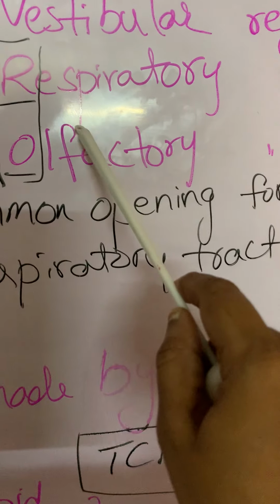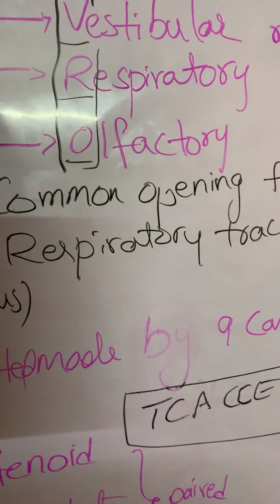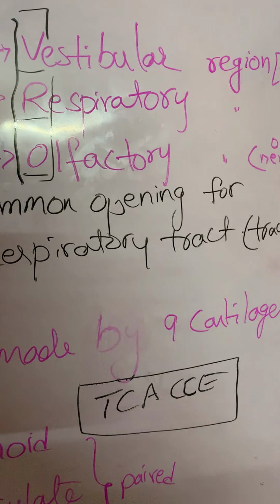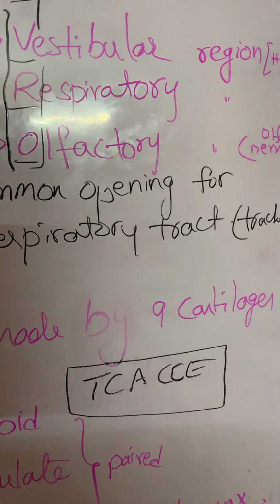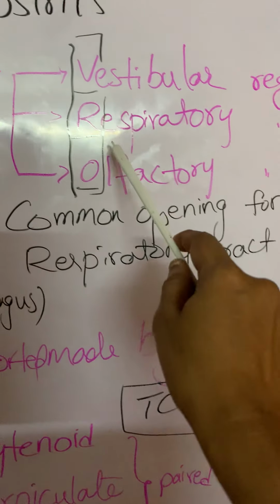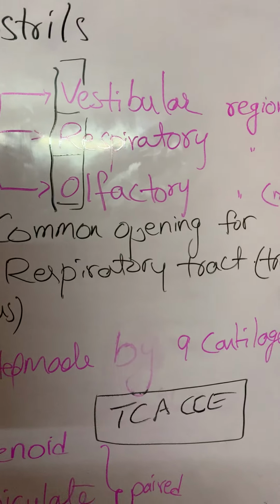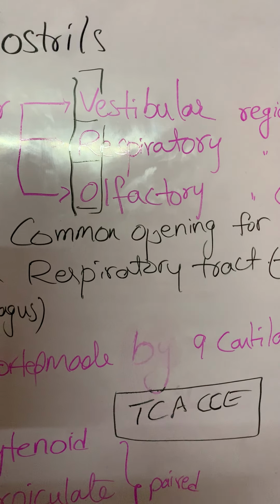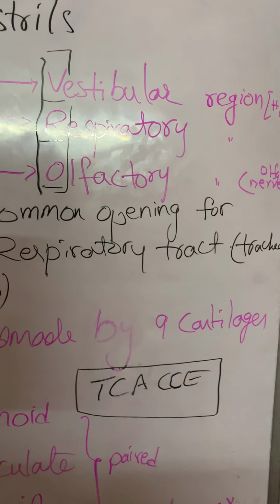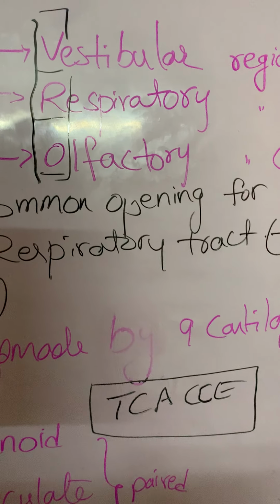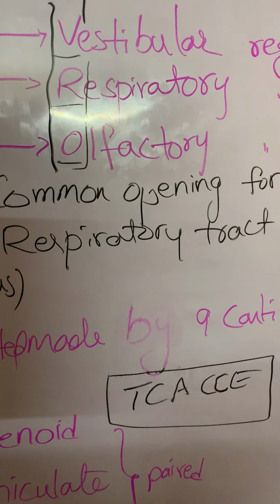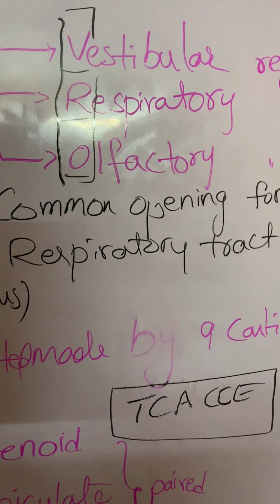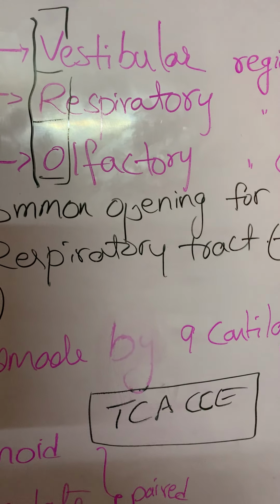The next region is the respiratory region. This region doesn't contain any hair, but it contains mucous membrane. This respiratory region acts as a conditioner. It conditions the air. It acts as an AC. It conditions the air which is coming from outside. It brings the air to 37 degrees centigrade.